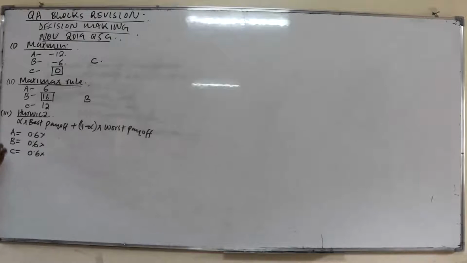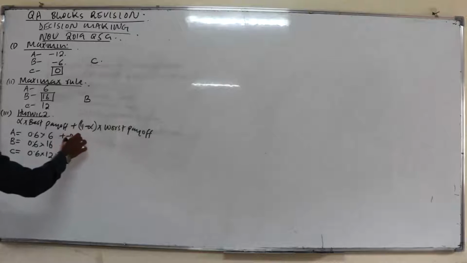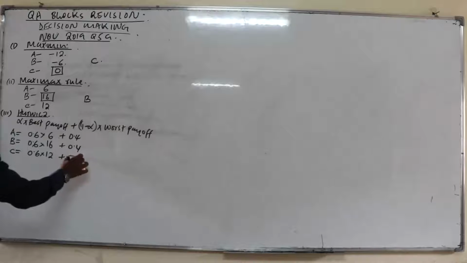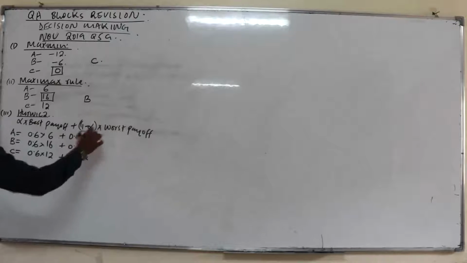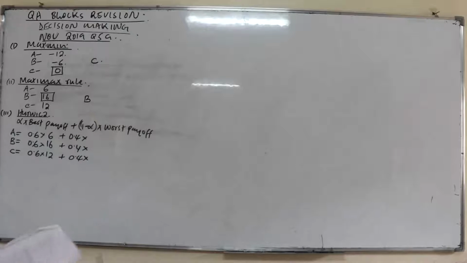For alternative A, the best payoff was 6. For B, the best payoff is 16. And for C, the best payoff is 12. And then you add 1 minus alpha. If alpha is 0.6, that means 1 minus alpha is 0.4. And then you multiply by the worst payoff. The worst payoff, that's the minimum.